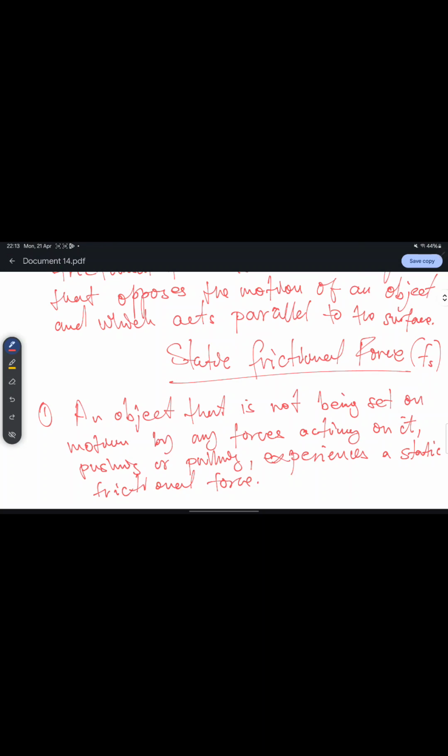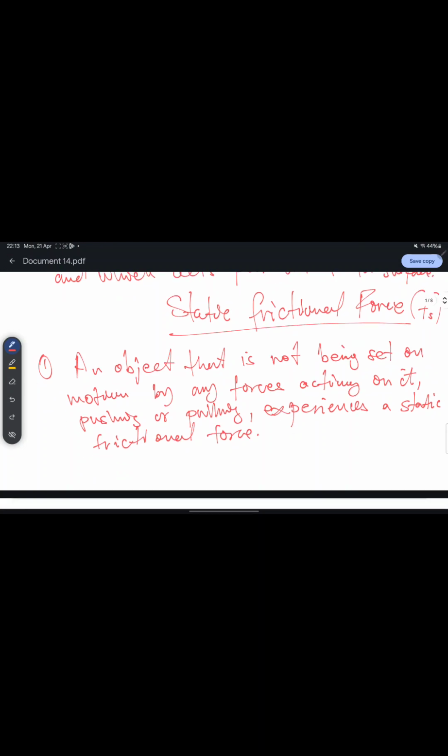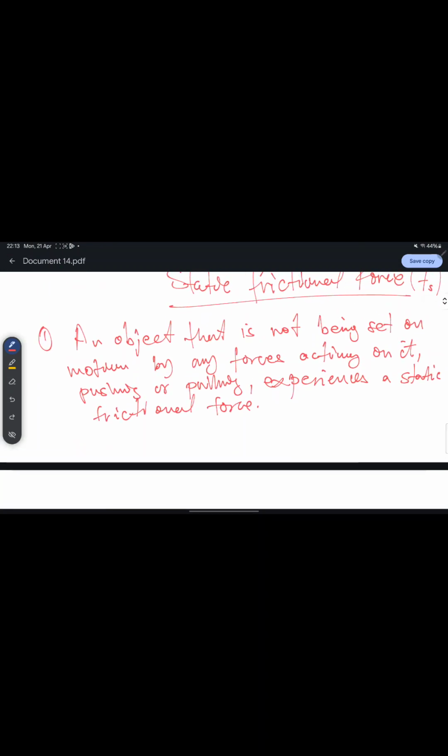So the static frictional force is equal to the magnitude of the force applied. That's why the object is not moving. F net is 0, which means if I am pushing this object and the object is not moving, it means that the static frictional force is equal to the force applied.